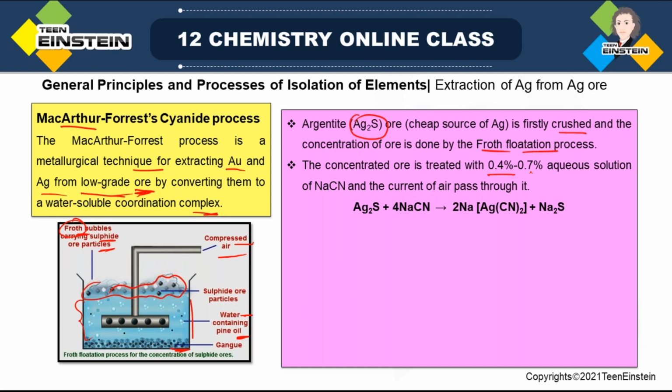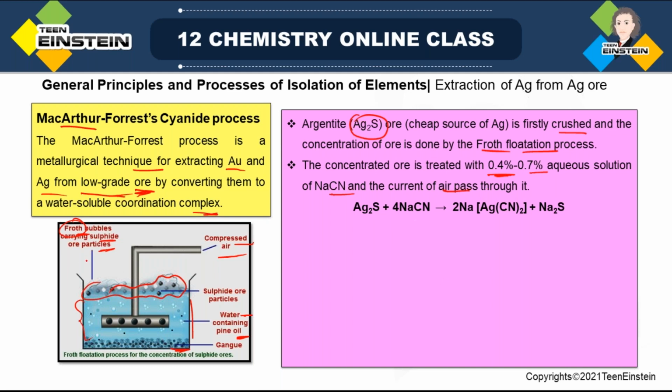So after this process, the next step is that the concentrated ore obtained from the froth flotation process is treated with a very dilute aqueous solution of sodium cyanide. See, it is very dilute, 0.4% to 0.7%. So it is treated with this aqueous solution of NaCN, and NaCN is water soluble because it is a sodium salt, and a current of air is also passed.